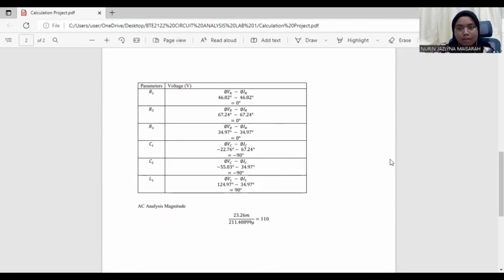For the calculation and simulation parts, it shows that both have the same value. So it is proven that the calculation that we did is correct.